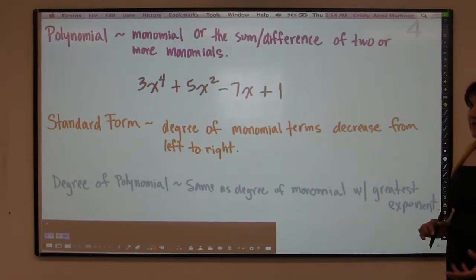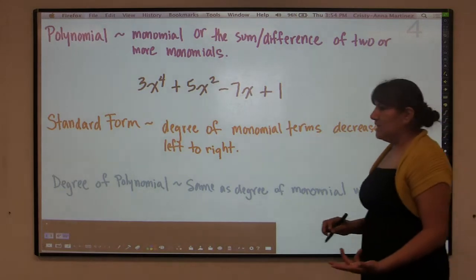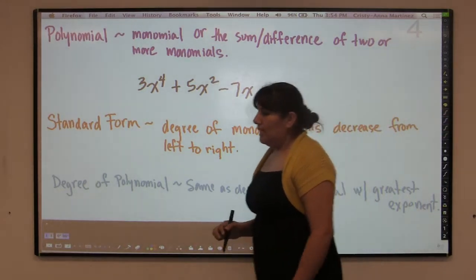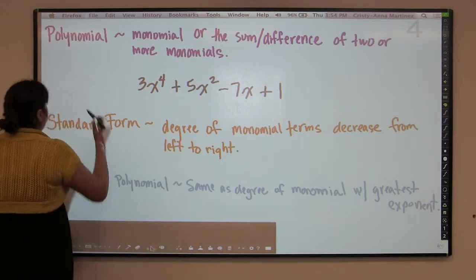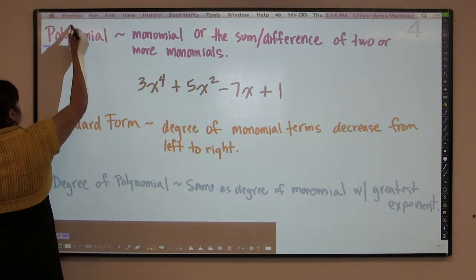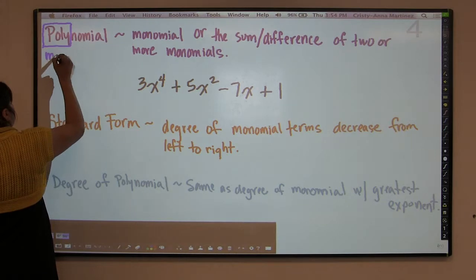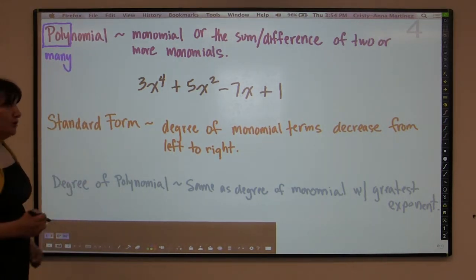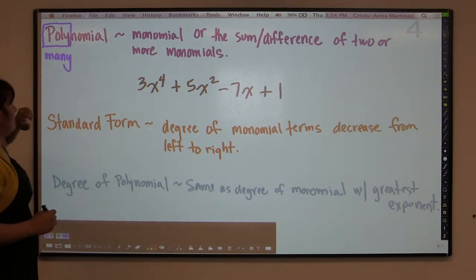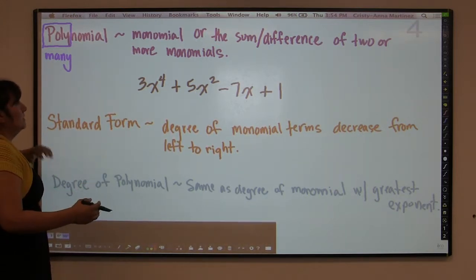Okay, so that was a monomial. Now we're going to get to a polynomial. And earlier we said that mono means one. And now we have poly, and poly means many, like polygamy, when you marry more than one person, right? So poly means many. So now we're talking about many terms.